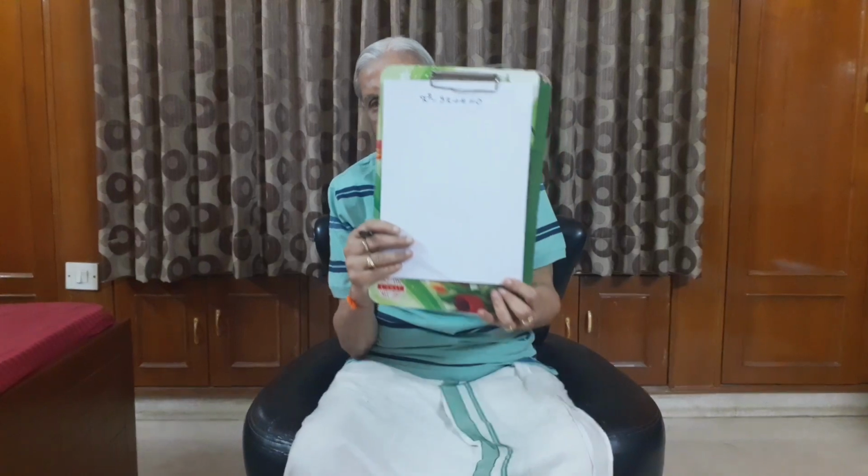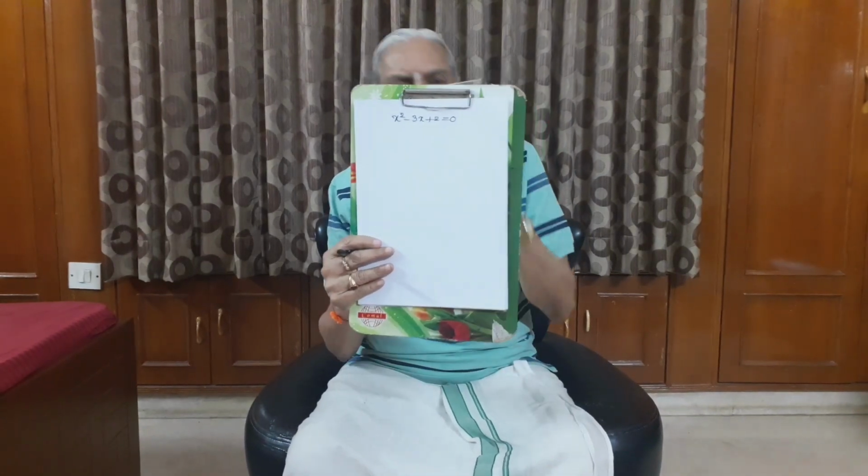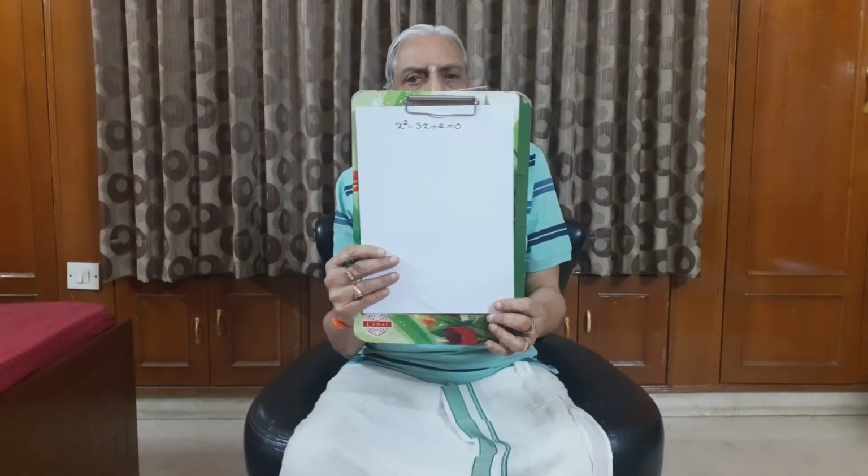Okay. Then using this formula, now I have to solve different problems. I shall take up the first problem now. I take up x squared minus 3x plus 2 equals 0. That is the first quadratic equation I have taken. Very simple one. X squared minus 3x plus 2 equals 0.